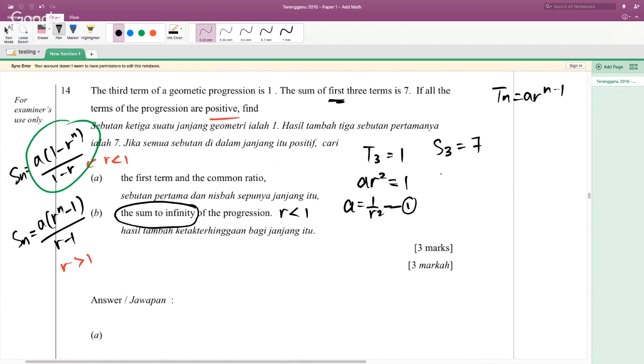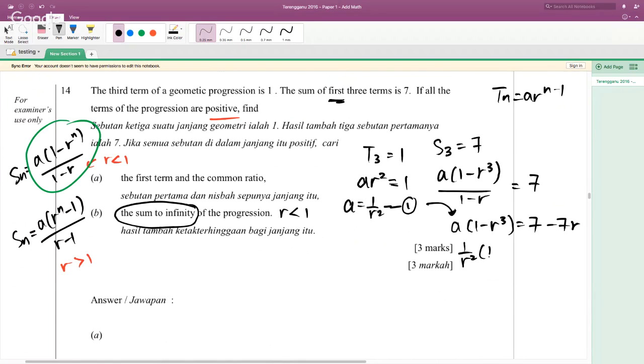Okay, so let's see. A bracket 1 minus R to the power of 3 over 1 minus R equals 7. So what I will do next is, A times 1 minus R to the power of 3 equals 7 minus 7R. So I will substitute my A into here. So this is 1 over R squared, 1 minus R cubed. This equation is just a bit crazy for me. Am I missing something here? I just don't guess.